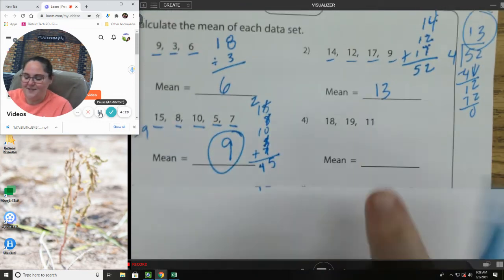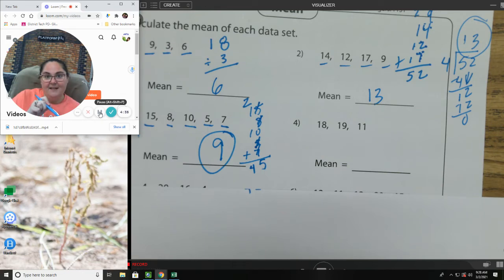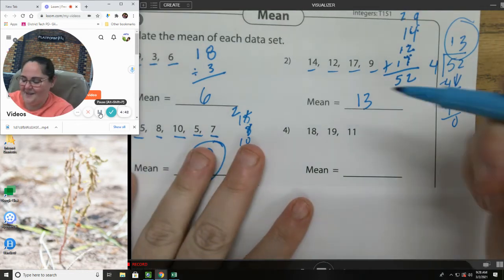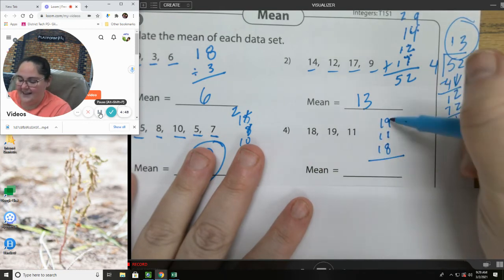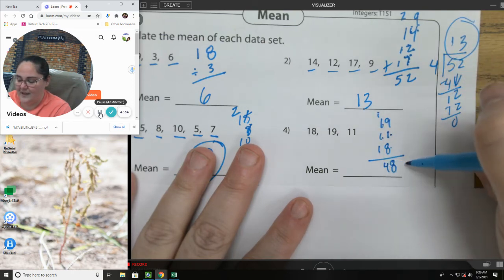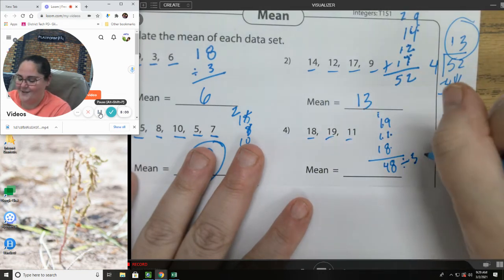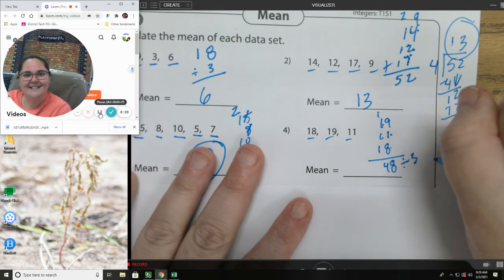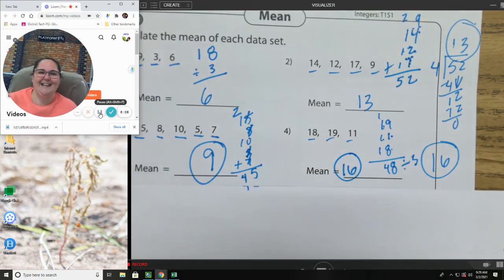Let's do one more. Let's find the mean or average of this data set. Remember, you're doing all steps. Add them all together and then divide by the number of data points. What is that mean? All right, here we go. 19, 11, and 18. 9, 10, 18, carry my 1. 1, 2, 3, 4. 48. I'm going to divide that by 3 because there are 3 data points. 48 divided by 3 is 16. Your mean for this data set would be 16.